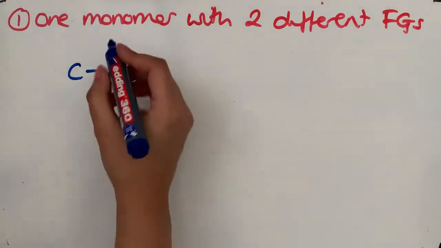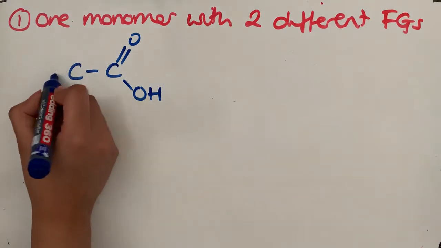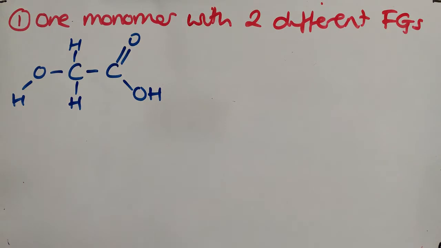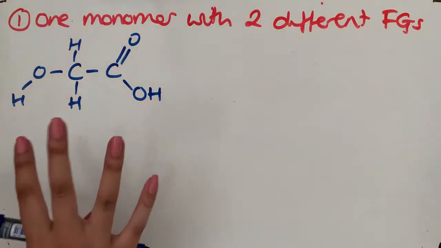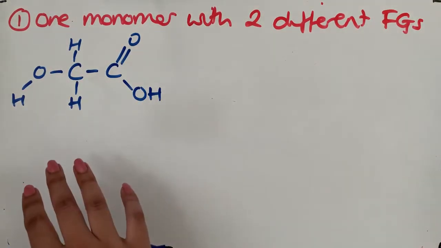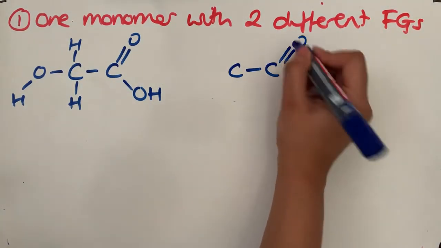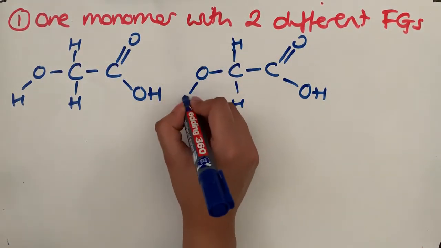I'm just going to do an example here. One monomer with a carboxylic acid on one end and an alcohol on the other end, like so. You don't need to know specific examples. I'm just doing an example here to show you how this polyester is formed. Within this molecule, we have both the functional groups that we need. So we just need lots of this monomer, loads of these drawn out. Obviously, I'm not going to draw out all of them. I'm just going to draw out two.